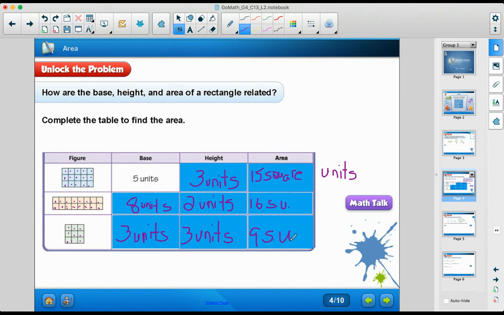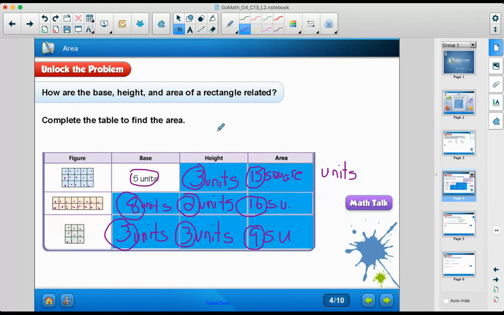Well, what do I notice? What do you notice? What I notice is if I take the base and multiply it by the height, I will get the area. Let's see if that's true. If I take my base, which is 8, and multiply by my height, which is 2, I will get my area of 16. If I take my base, which is 3, multiply it by my height of 3, I will get my answer, 9 square units.